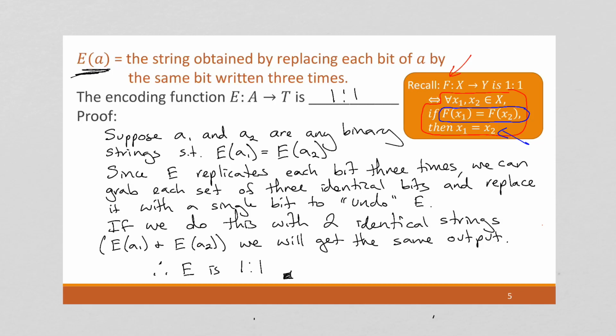Now you'll notice, again, because this is no longer arithmetic, it's more conceptual. We're talking about this rule. We have a rule that replicates each bit of A by the same bit 3 times. And so we're going to say, well, if we have the output of this, so we have 2 identical triples right here, I'm going to undo that. I'm going to grab each set of 3 identical bits and replace it with a single bit to undo E. And if we started with the same 2 triplet strings, the same 2 identical strings, then we're going to get the same output.